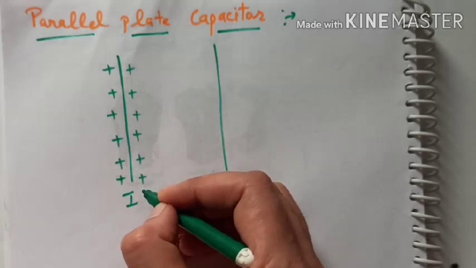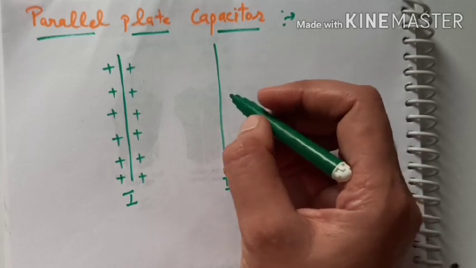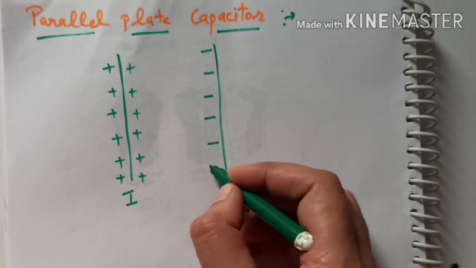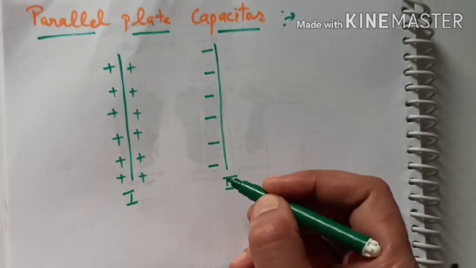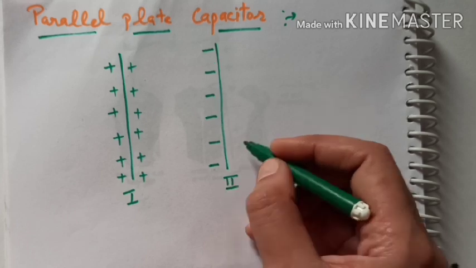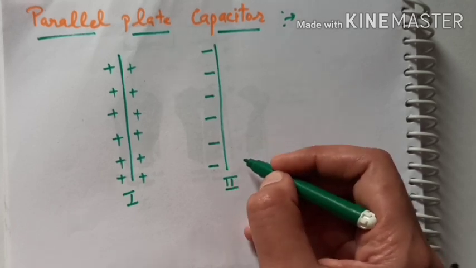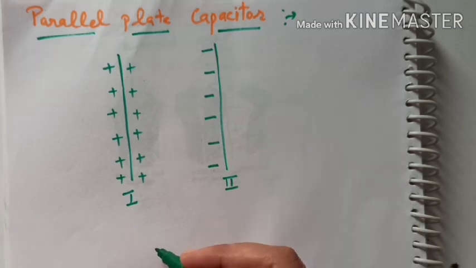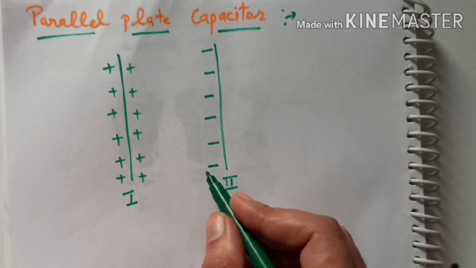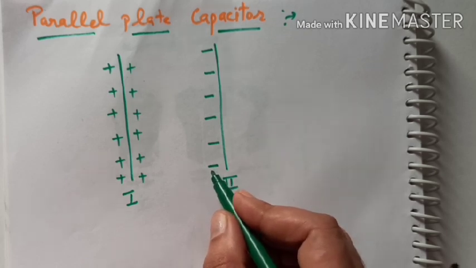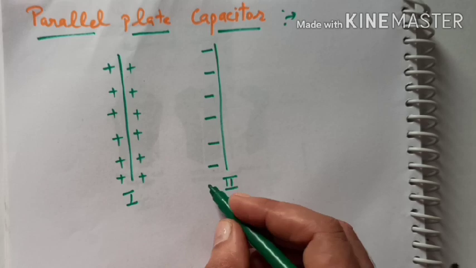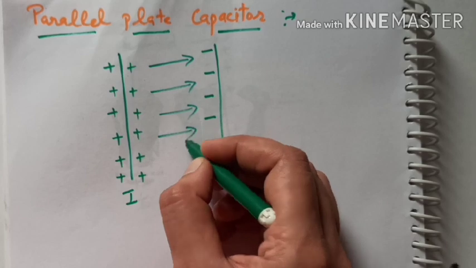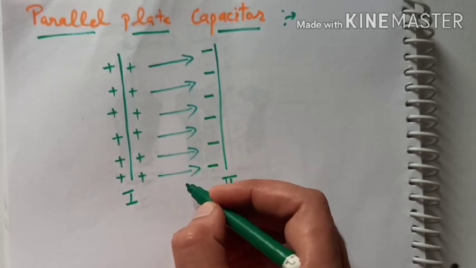So by induction, negative Q charge will be induced on the inner face of plate number 2, while the positive Q charge on the outer face of this second plate flows to earth when this plate is connected to earth. So due to the positive Q charge on plate number 1 and negative Q charge on plate number 2, an electric field will be developed between these two plates. So here is the electric field, from positive to negative, between these two plates.